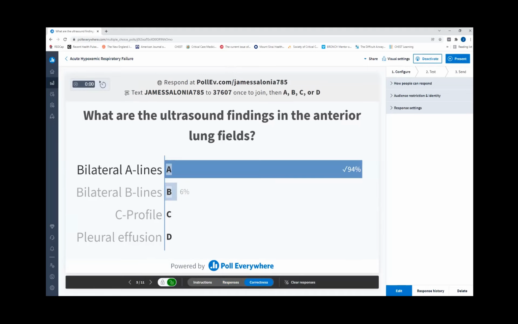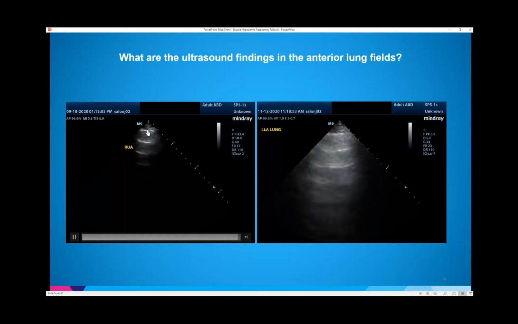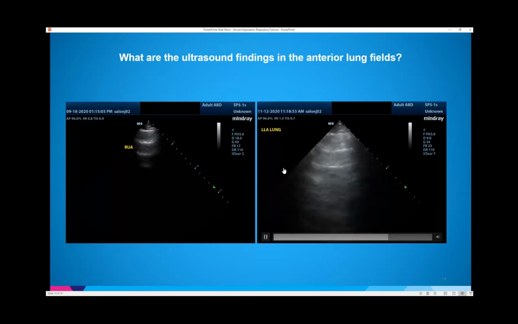So again, it's important to understand the difference between the two. A lines are these horizontal lines right here, reverberation artifact between the pleura and the probe being reflected in air. Again, you see an A-line predominant pattern on this right side and an A-line predominant pattern here on the left side. Some of you might see every once in a while some vertical lines in the background.